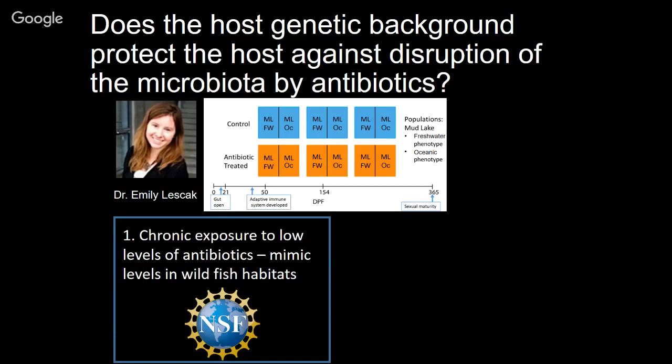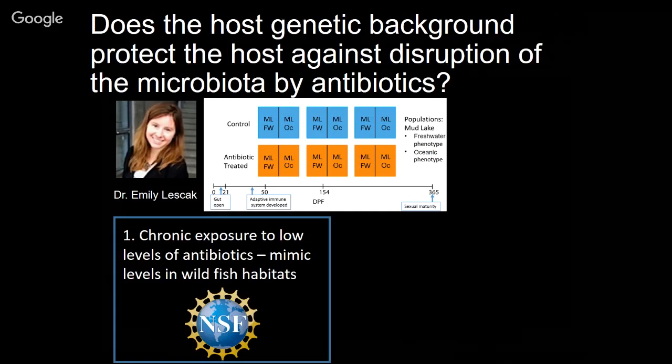So we have a number of different experiments, but I'm going to highlight 2. One is funded by an NSF postdoc grant for Dr. Emily Leskak, who is a fabulous postdoc in my lab. And this NSF proposal focuses on chronic exposure to low levels of antibiotics. What we're hoping to do here is mimic the level of antibiotics that are observed in the wild.